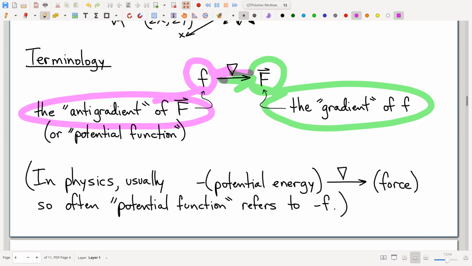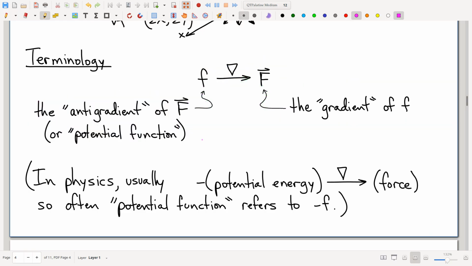I'm going to be using the term anti-gradient throughout this course. Not quite exclusively, but I think it makes loads of sense. I think it's the best term for what we're describing here. Now, FYI, just so you know, most of the time outside of this class, you're not going to hear the term anti-gradient. You're going to hear the term potential function.